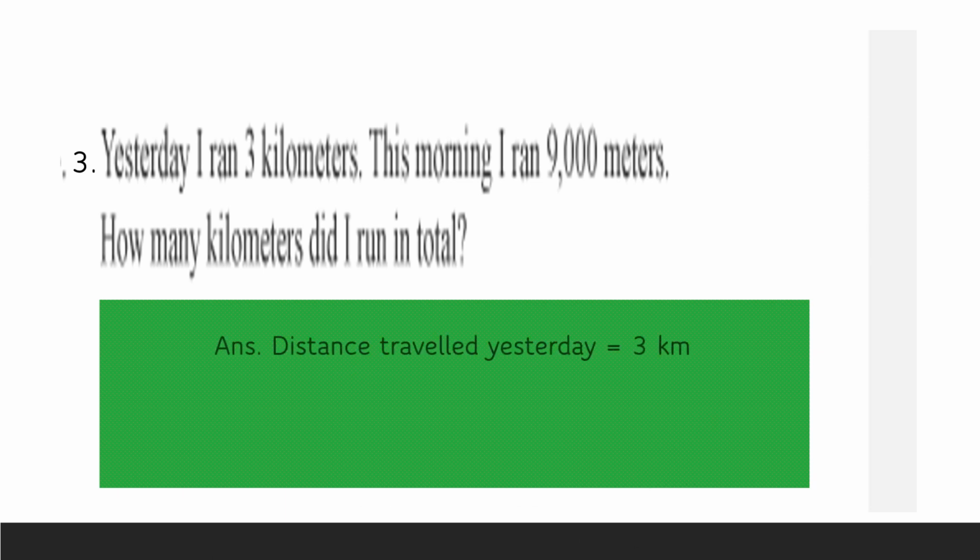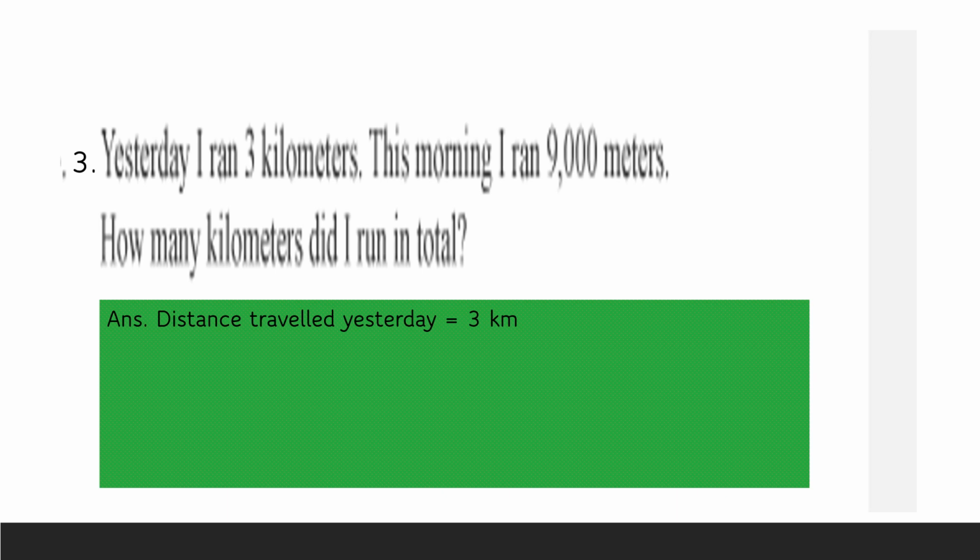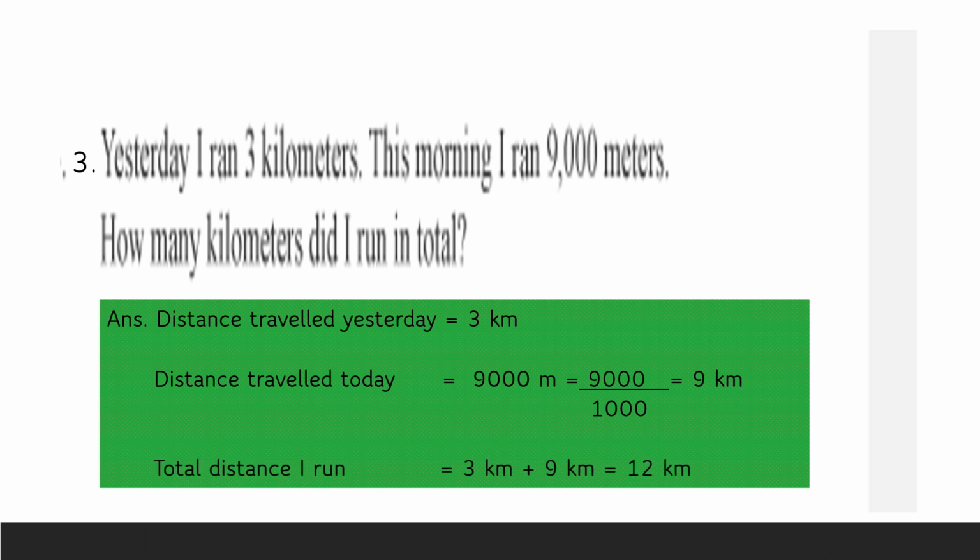So first you write down distance traveled yesterday, that is 3 kilometer. Distance traveled today in the morning, that is 9,000 meters. This you convert into kilometers by dividing it by 1000. So 9,000 divided by 1000 will be 9 kilometers. Okay. Then you will total both the distances, 3 kilometer and 9 kilometer. You will get 12 kilometer. So total distance I ran is 12 kilometer.